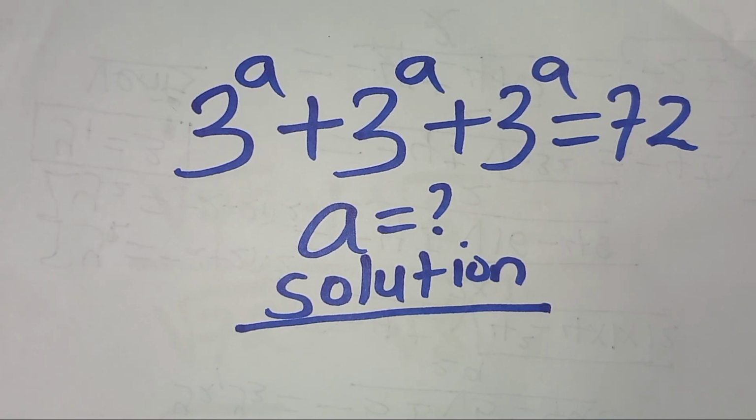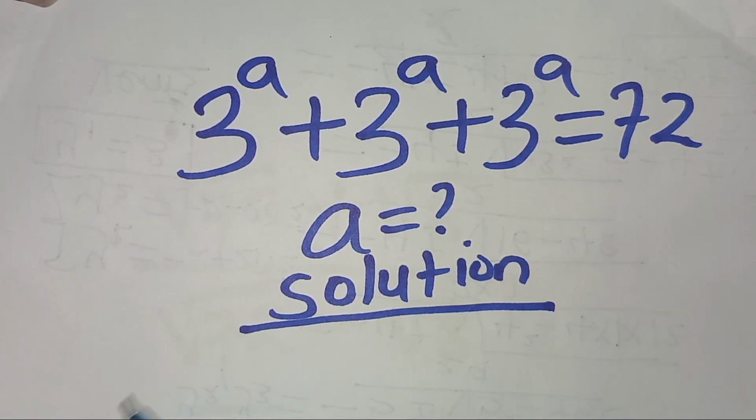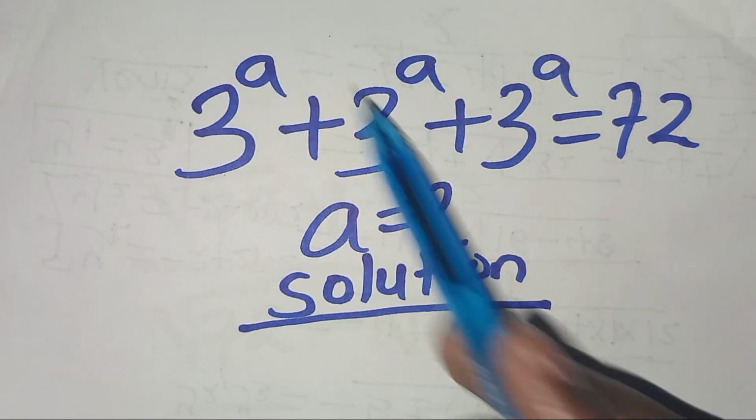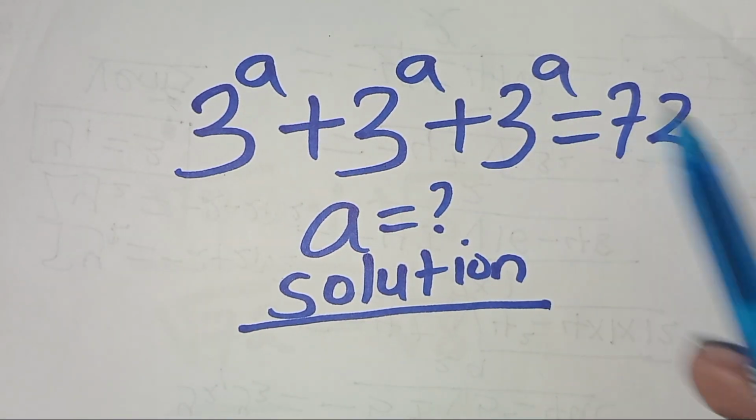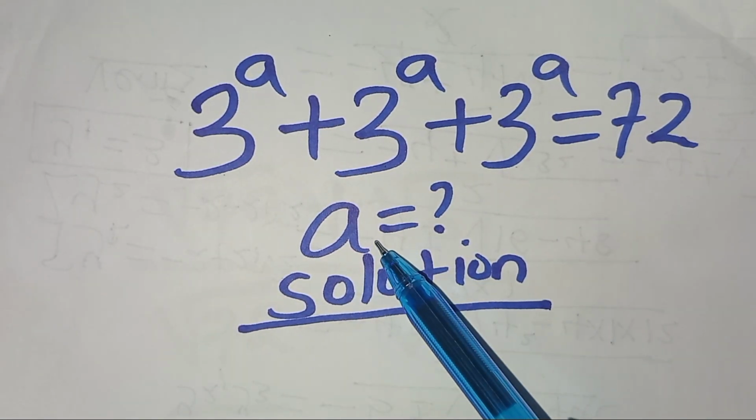Hello everyone, welcome to proving the solution given this exponential equation, which is 3 to power a plus 3 to power a plus 3 to power a. This is equal to 72. So what is the value of a?